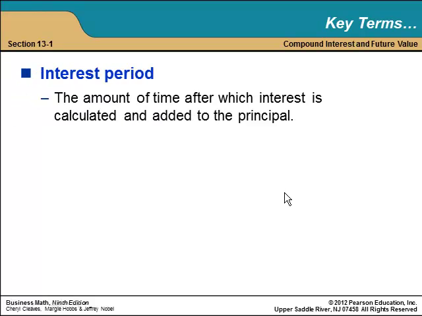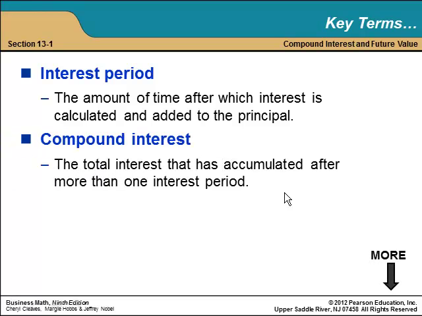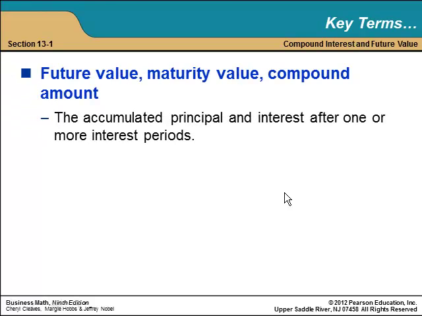The interest period is the amount of time after which interest is calculated and added to the principal. The compound interest is the total interest that is accumulated after more than one interest period. And the future value, or maturity value, is that compound amount.